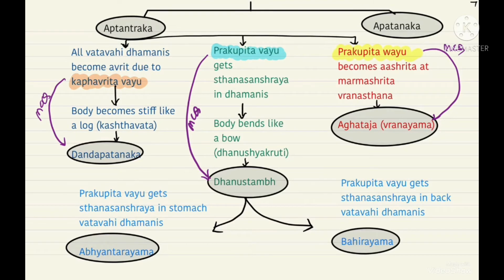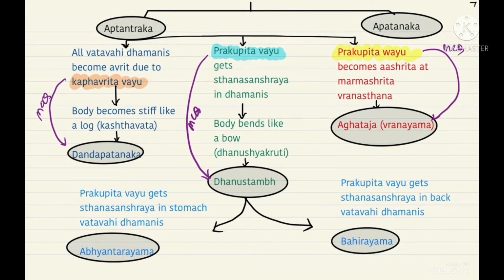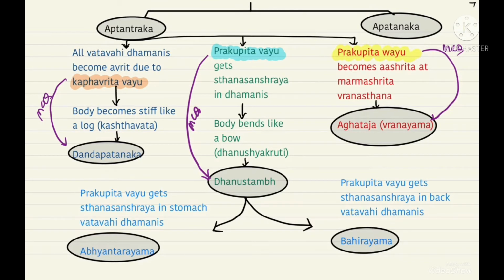Okay, now in the second instance, what happens? The Prakupit Vayu gets Sthan Sanshray in the Dhamnis, and then the body bends like a bow. The body becomes bow-like, Dhanushakruti, and that's why we call it Dhanustambha. And then the Dhanustambha has 2 types again, Abhyantarayam and Bahirayam.